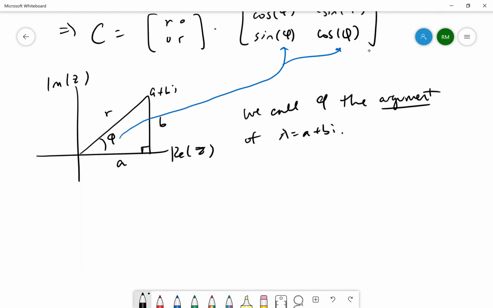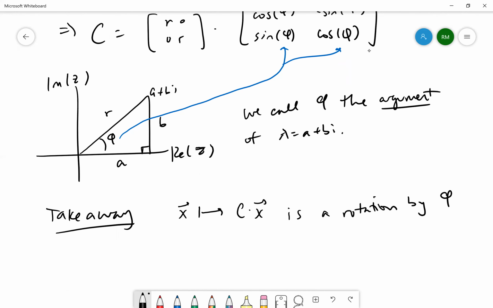So what is this telling us? What's the takeaway? The takeaway is that sending the vector x to C times x is a rotation by phi followed by a scaling by the absolute value, or the modulus, of lambda. So multiplying by this particular matrix with complex eigenvalues can be viewed as a rotation followed by a scaling.